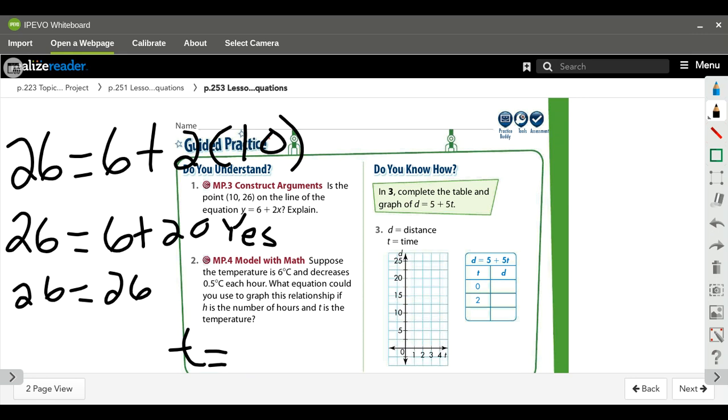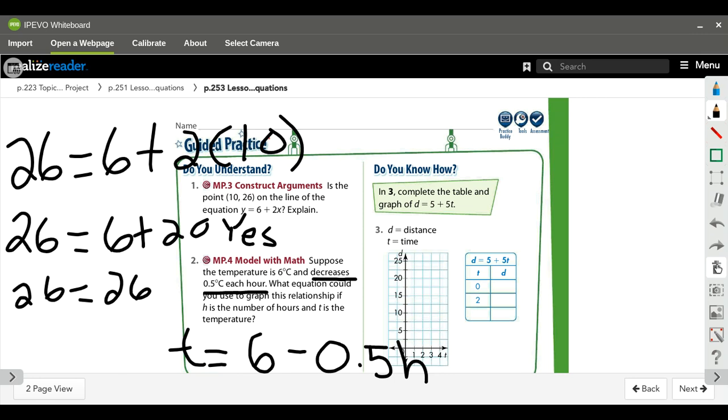So if the temperature starts at 6 degrees and it decreases, I'm going to be subtracting. And then 0.5 degrees Celsius each hour, I'm decreasing by the same amount each hour. When I do something the same amount each time, that tells me I'm doing multiplication. So it's going to be 0.5 h, because h represents hour. So this is a coefficient relationship. So this is the equation that I could use to determine what the temperature would be after h hours.